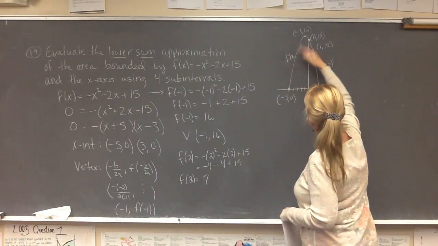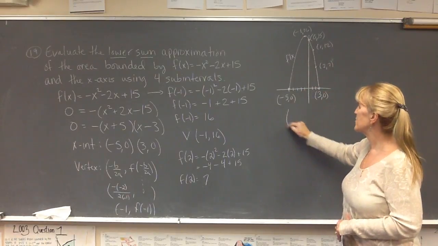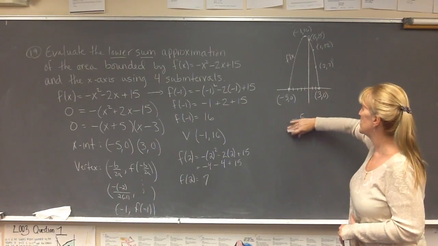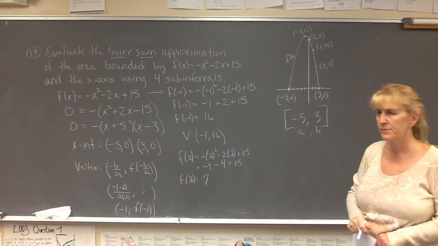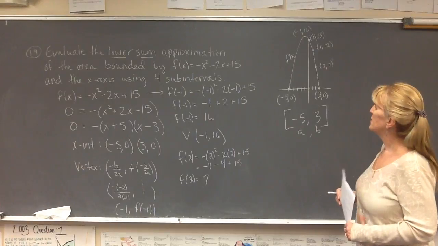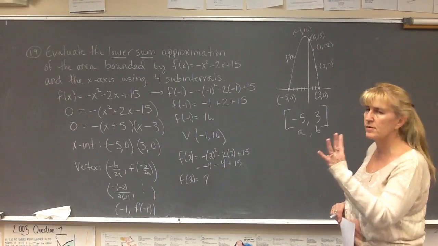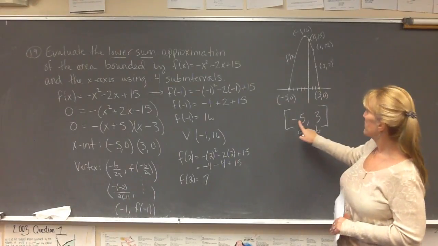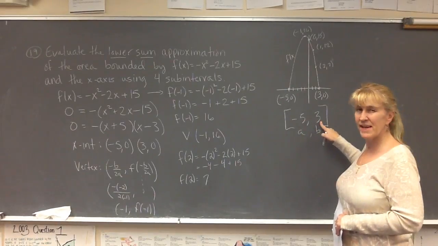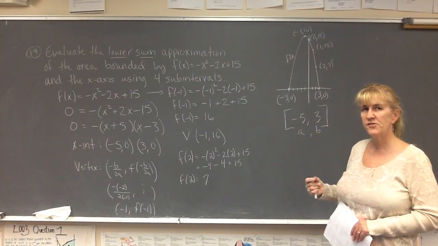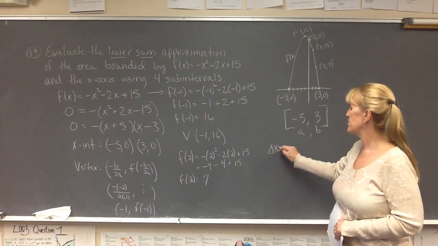Then I'm looking for the area bounded inside this quadratic and the x-axis. So my interval does go from negative 5, and I'll put a bracket around that, all the way to 3, and there's my a, b interval. All right, so I want this to be a lower sum approximation, and I want to use 4 subintervals. So if I'm going from negative 5 to 3, then that's a distance of 8. Divided by 4, that means each subinterval has to be 2 units long. So again, that subinterval is known as my delta x.